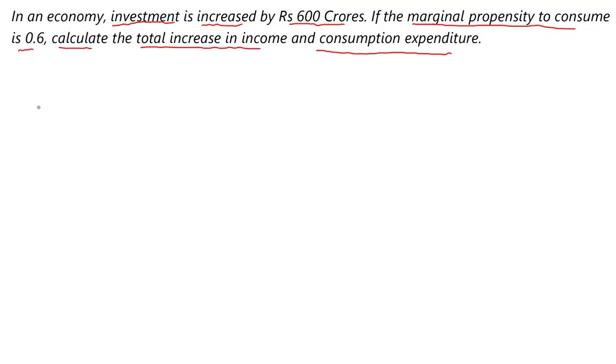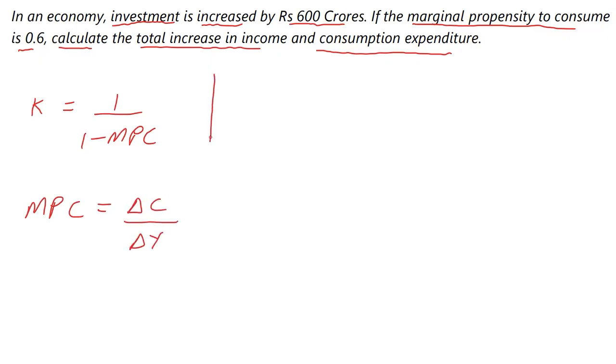All right. Now, a couple of things. We have the multiplier as equal to 1 upon 1 minus MPC. If I have that, I'm in a position to calculate the total increase in income. And as far as expenditure is concerned, if I have MPC, as a formula, MPC is change in consumption upon change in income. So I can now easily solve K based on this formula.